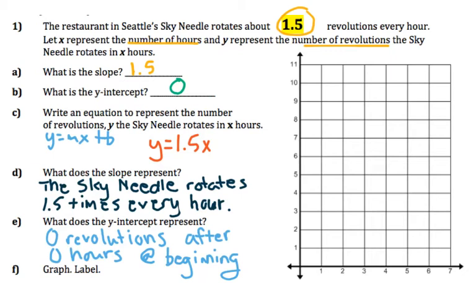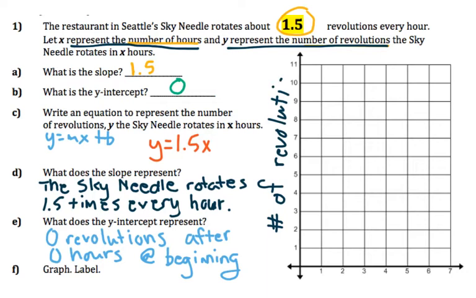Part F, graph and label. So if we look back at our problem, number 1, it says in that second line that x represents the number of hours and y represents the number of revolutions. And that tells us how to label the axes of our graph. So the y-axis is going to be the number of revolutions, and the x-axis will be the number of hours.